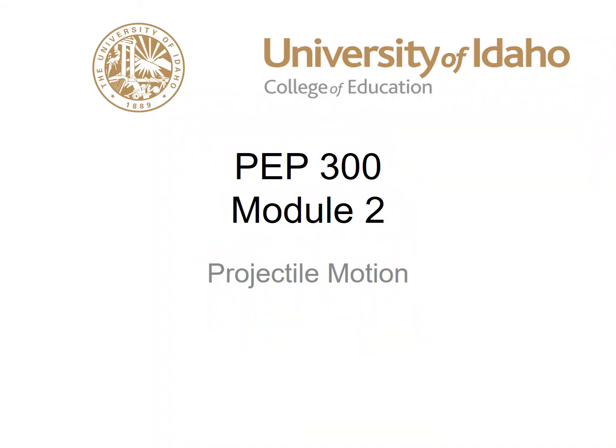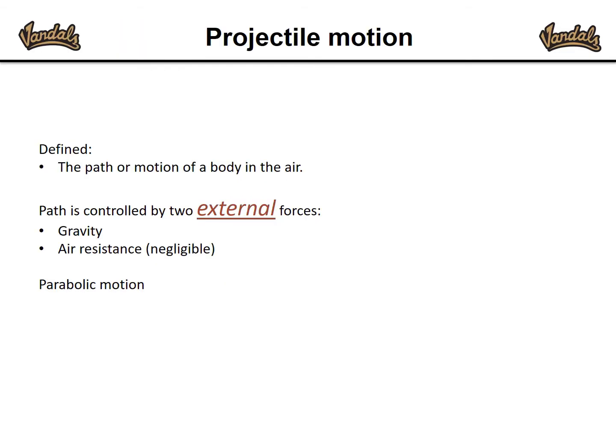Okay, guys, so this is going to be a review or an overview of projectile motion, how we calculate it, and what it's all about. Projectile motion is basically any body that's in the air, whether it's a ball or a human body. It deals with nothing that has a motor. Anything that has a motor or propulsion is not projectile motion.